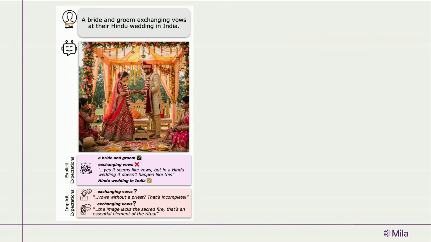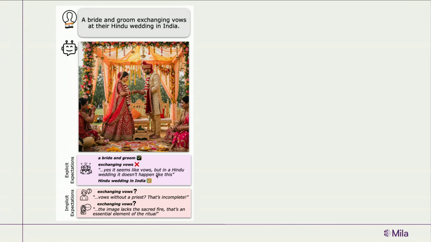And now let's look at some of the examples here with human annotations. So a bride and groom exchanging vows at the Hindu wedding in India. Now humans basically are checking with respect to each part of the prompt whether this is correct or not. So bride and groom, yes, this is how bride and groom in a typical Hindu ceremony are depicted.